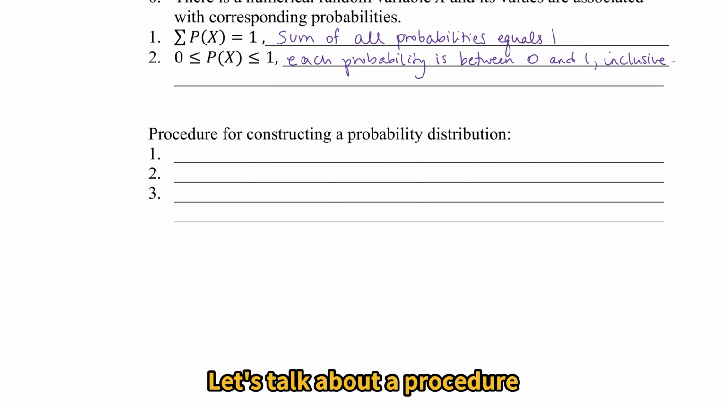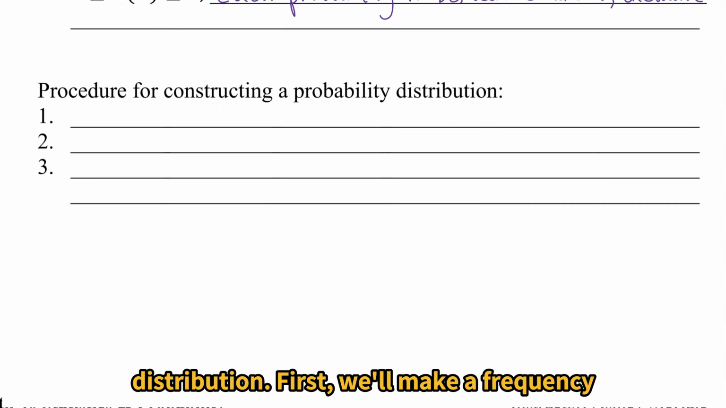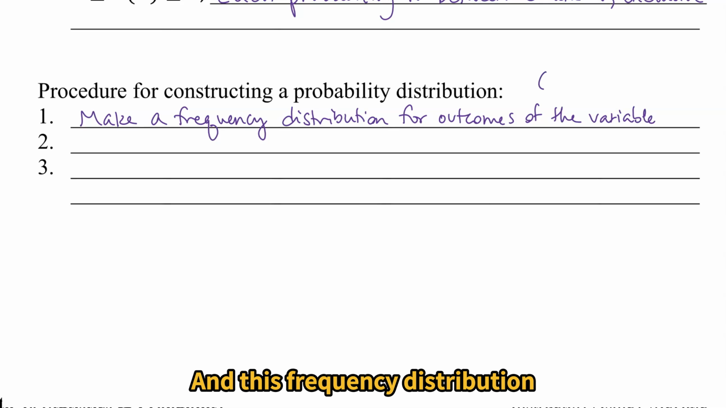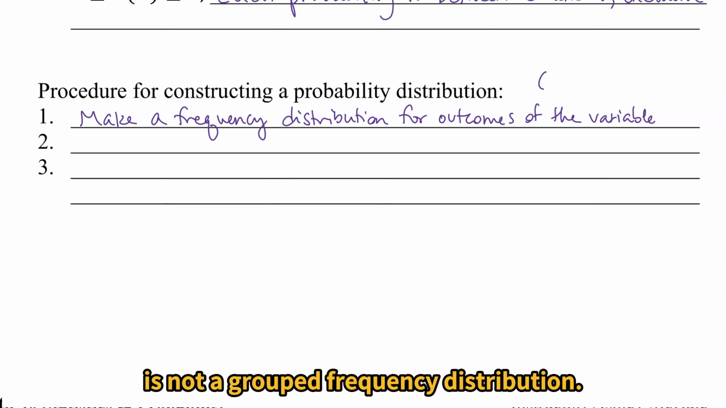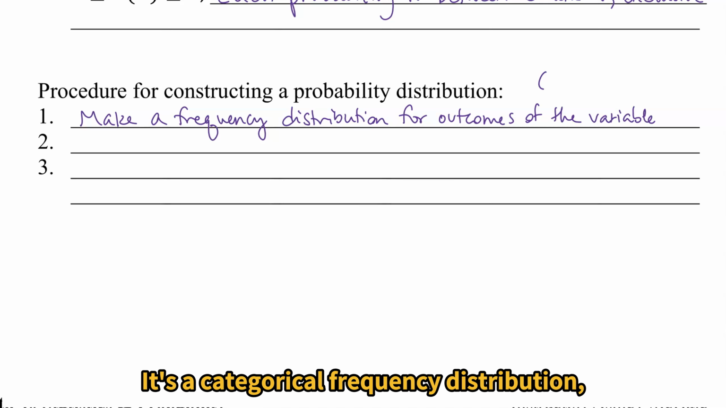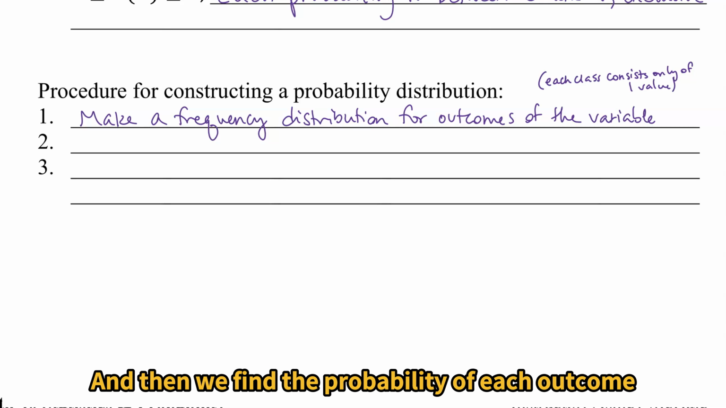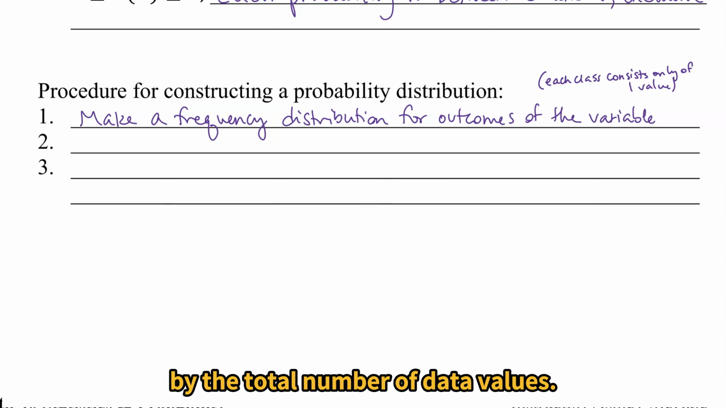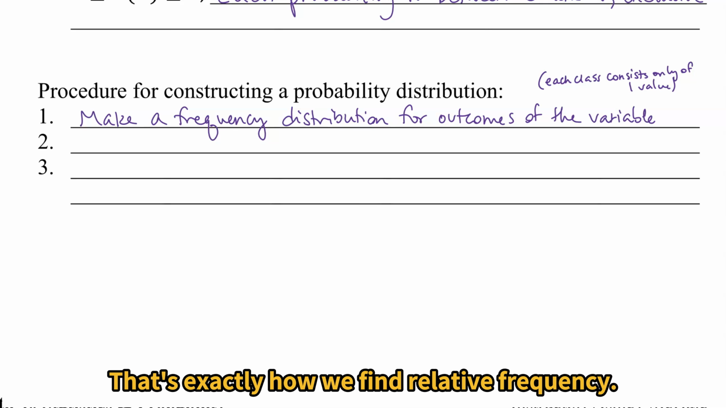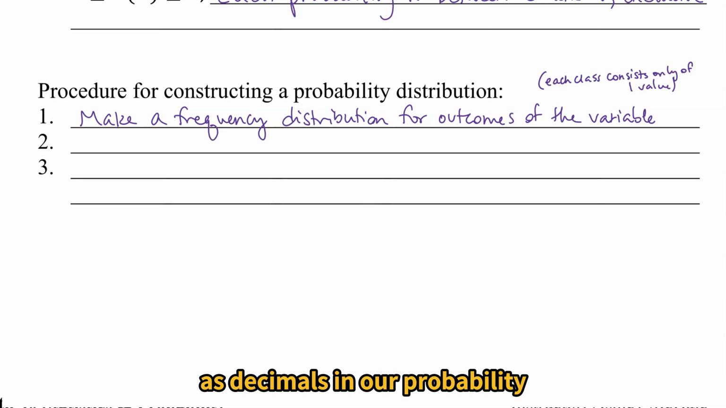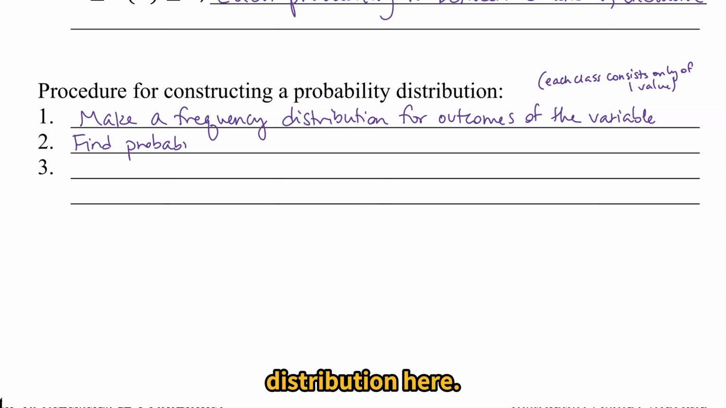Let's talk about a procedure for constructing a probability distribution. First, we'll make a frequency distribution for outcomes of the variable. And this frequency distribution is not a grouped frequency distribution, it's a categorical frequency distribution, one where we only have one value representing each class. And then we find the probability of each outcome by dividing each frequency by the total number of data values. That's exactly how we find relative frequency. We usually just change it to a percentage. We're going to keep the probabilities as decimals in our probability distribution here.